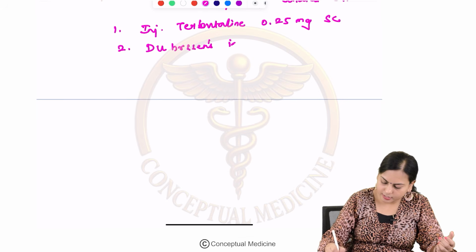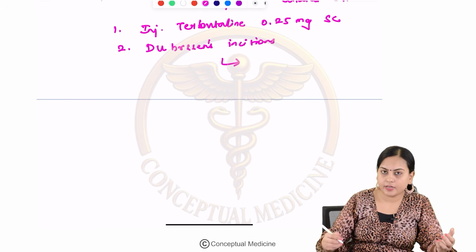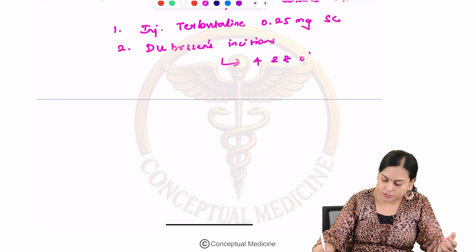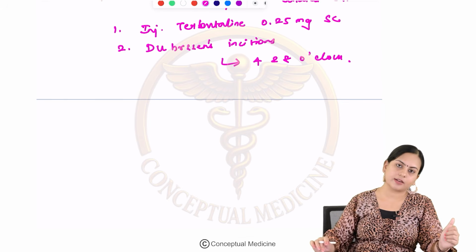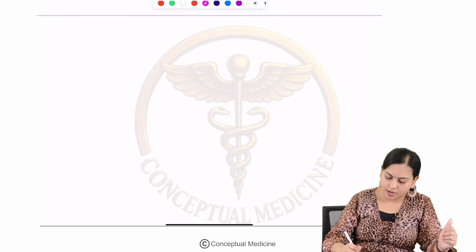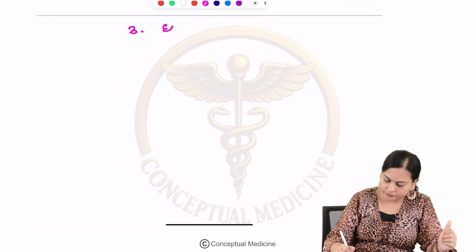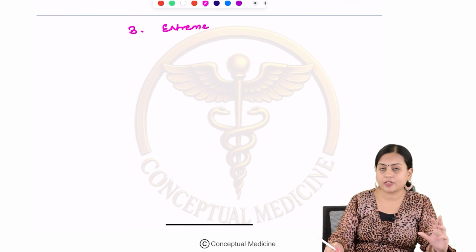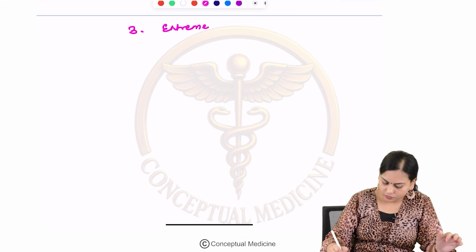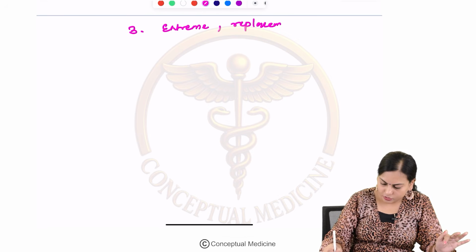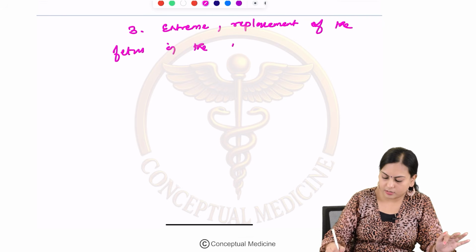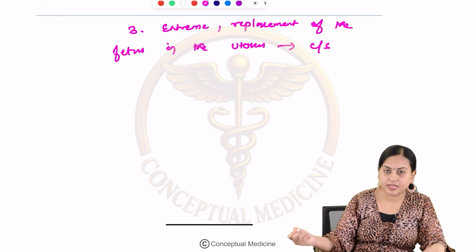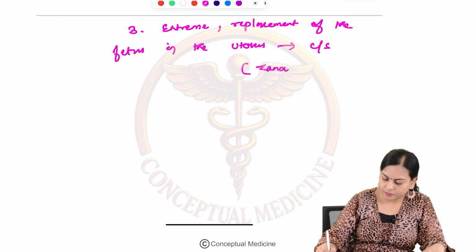Duhrssen's incisions are given at 4 and 8 o'clock positions on the cervix. Remember, you should not give them at the 3 and 9 o'clock positions, because that is where the descending cervical artery supplies the cervix. And the third option is, if it is extreme and you are not able to do any maneuvers, you have to try replacement of the fetus in the uterus, and go for a cesarean section. This is known as the Zavanelli maneuver.